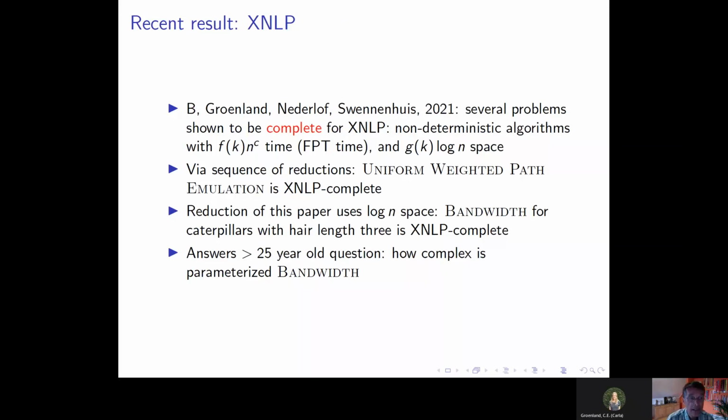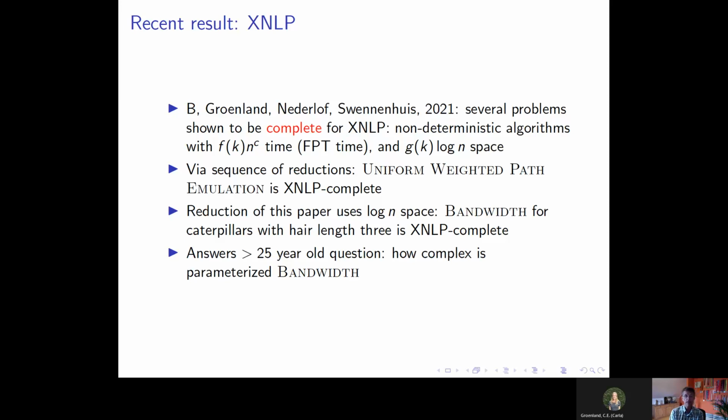I end the talk with telling some recent results. Recently, with Carla Groenland, Jesper Nederlof and Celine Swenenhaus, we showed that several problems are actually complete for a class for which we took the name XNLP, which is the problems which you can solve with a non-deterministic algorithm where the time is basically FPT, so a function of the parameter times a polynomial not depending on the parameter, and the space is a function of the parameter times log n.